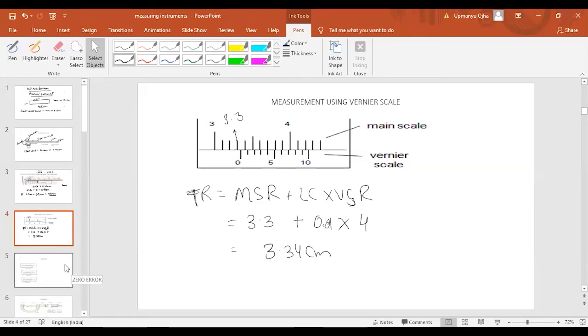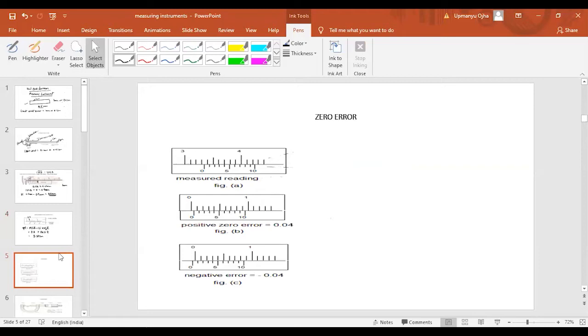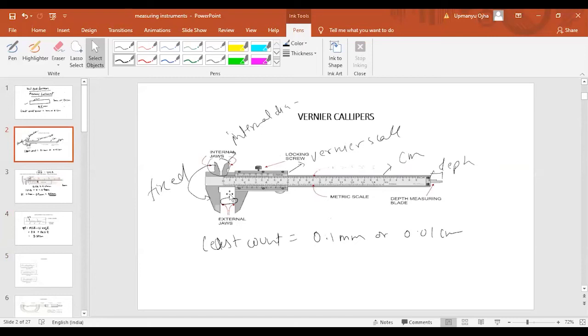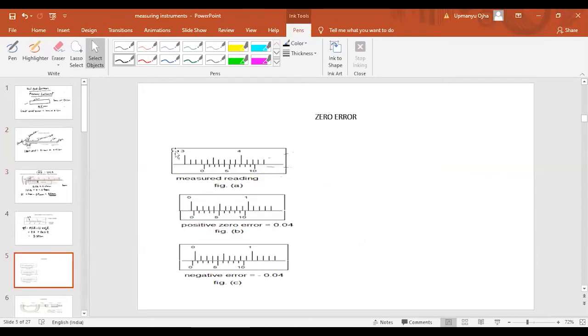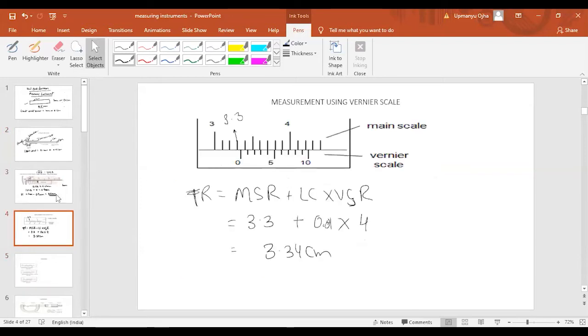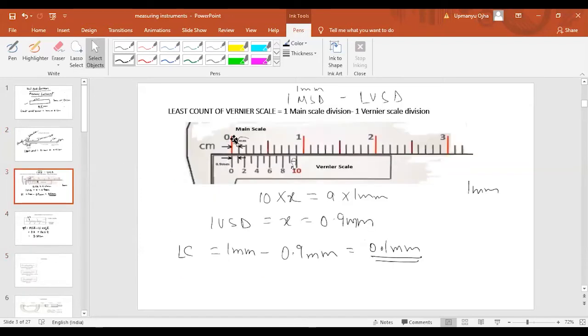Now next, there is a possibility that there are some errors. Now if you look at this first case, if I attach both the jaws, then in the exact condition, like in this condition, the zero of the vernier scale should be coinciding with the zero of the main scale if both the jaws are touching. But because of repeated use of the instrument, there is a possibility that the zero of the vernier scale is not coinciding with the zero of the main scale.